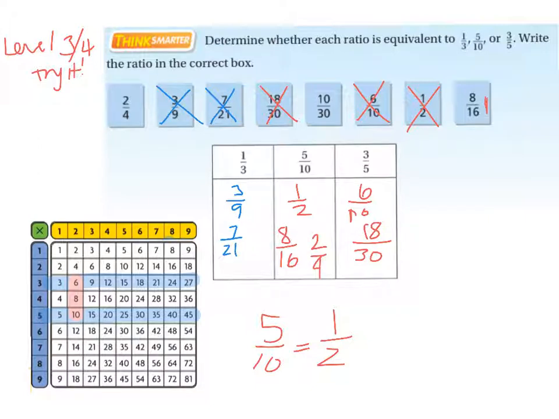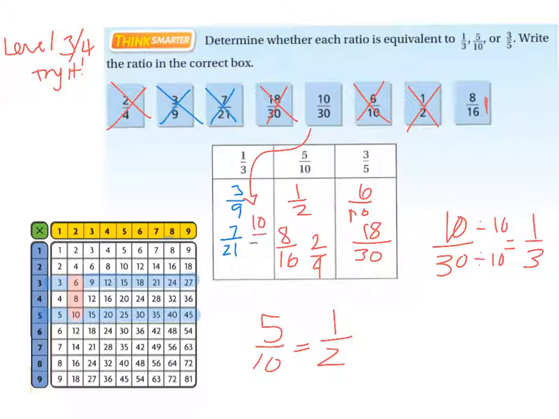So where would 10/30ths go? Thinking. Oh, 10/30ths, if I simplify 10/30ths by dividing by 10 on each side, that leaves me with 1/3. So it would be equivalent to 1/3. So this one would go over here. 10/30ths.